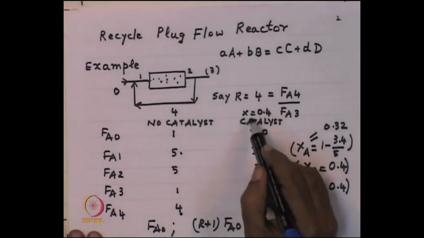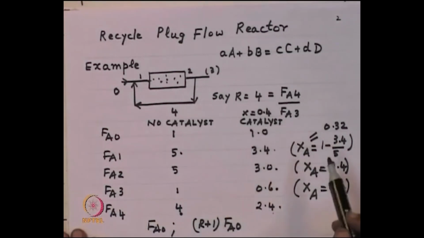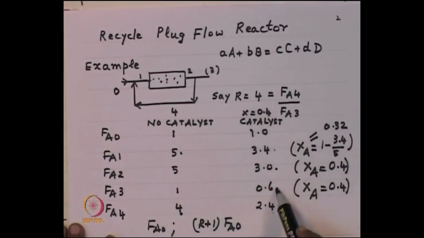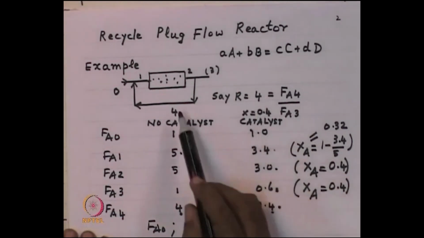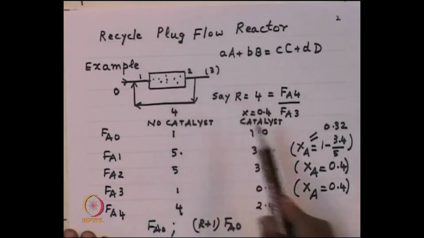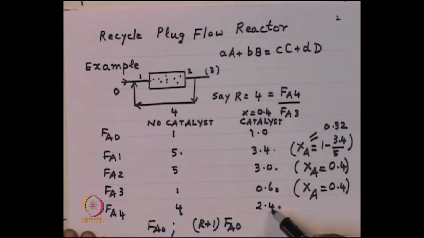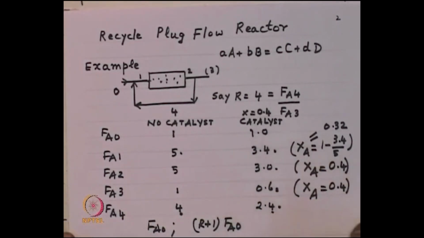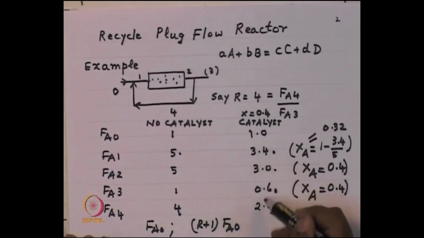Now, let us say there is an extent of reaction of x equal to 0.4, which means out of 1 unit that is coming in at position 0, 0.4 reacts, therefore the balance is 0.6. So at position 4 it should be 4 times 0.6, which is 2.4. Now, at position 2, FA2 is FA4 plus FA3, therefore it is 2.4 plus 0.6, which is 3. And FA1 should be FA0 plus FA4, which is 3.4. So this tells us, based on material balance, what the flows are at different positions.